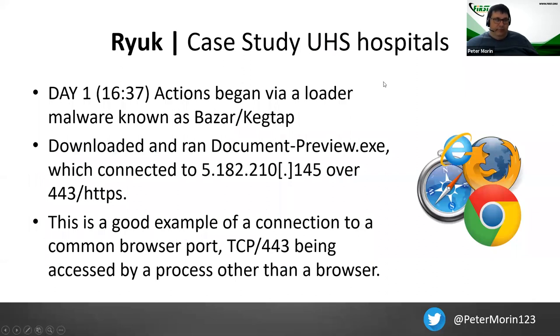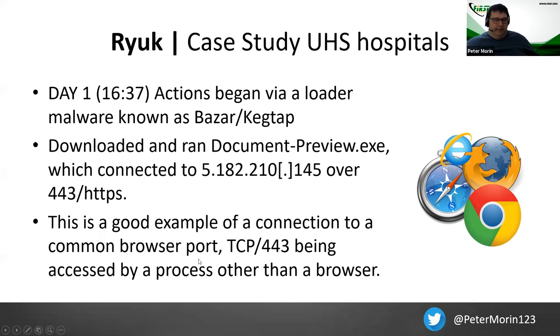And that brings me back to RIAC as a use case. So we knew on day one of RIAC, at 4:37, actions began via loader malware known as Bazaar or KegTab. The attackers downloaded and ran a file called document-preview.exe, and that file connected to this IP over 443. As we know, 443 is another common browser port, right? Our browser's going to connect to it to do banking or whatever.